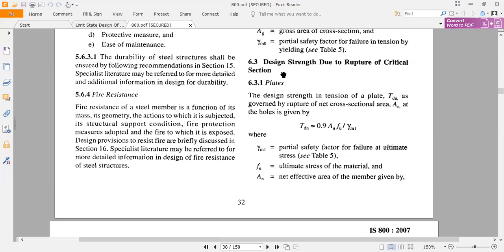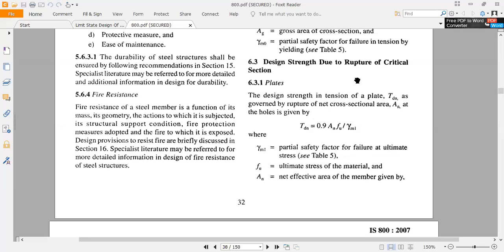Okay, design strength due to rupture of critical section. Now, in my last video lecture, I have explained this topic. What does it mean by rupture of critical section? Where there is a hole in that plate, at that line of holes you will get a net section because the area is getting reduced. That's why those sections will fail by rupture, and it is called rupture of critical section.